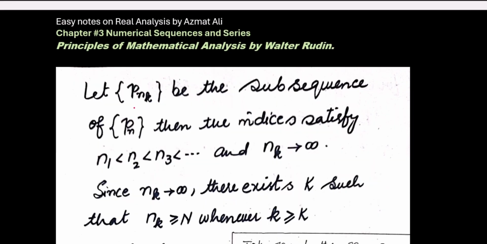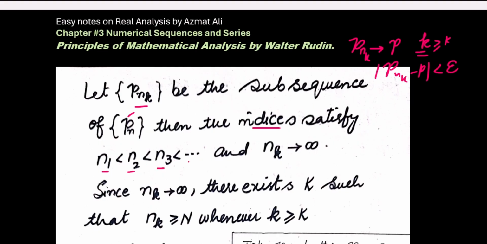Now I have to show our subsequence also converges to P. Our target is to show Pnk also converges to P for k greater than or equal to K. So for this I will show that the absolute value of Pnk minus P should be less than epsilon. So let Pnk be a subsequence of Pn. Then by definition, the sequence of indices satisfies n1 less than n2 less than n3, and so on.